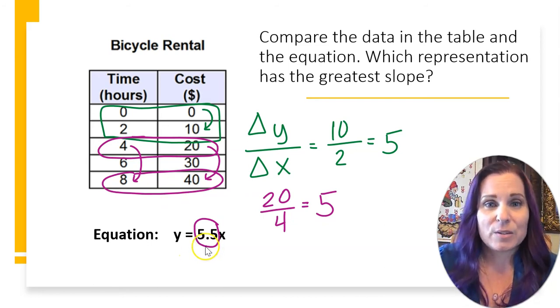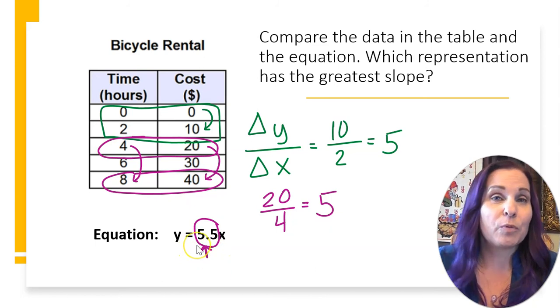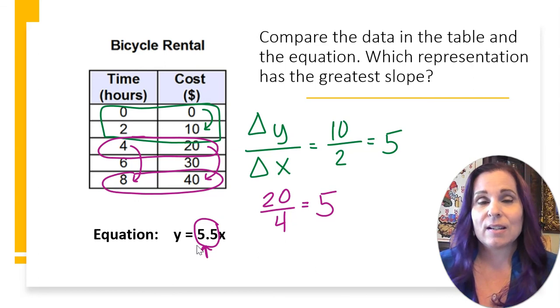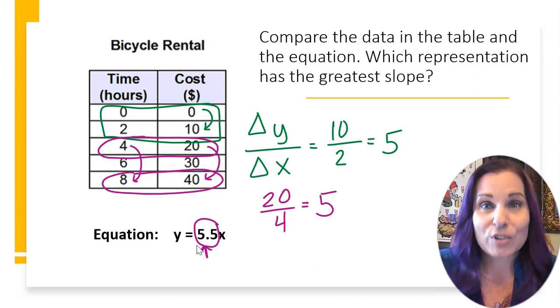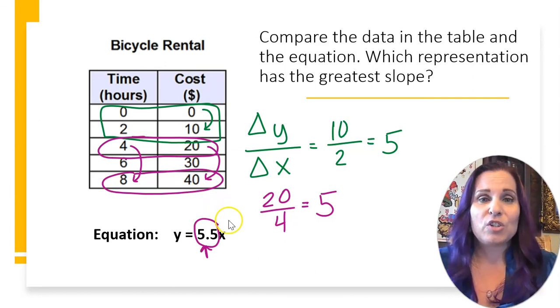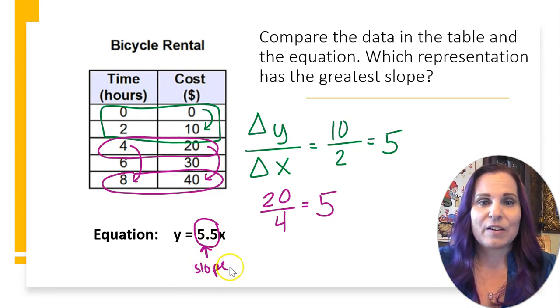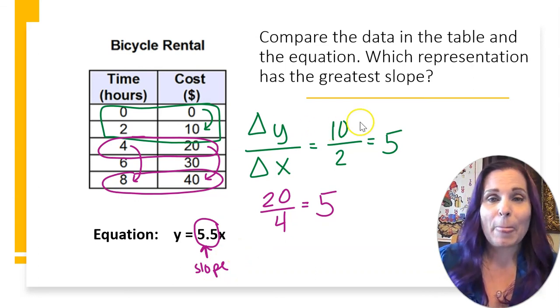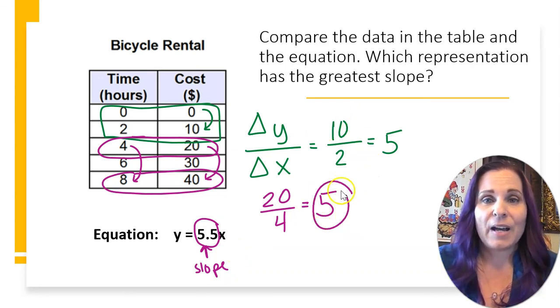So this value, which before we called k, right? In this equation, it's also slope. So this equation has a slope, and I'm just going to write slope instead of the variable for it. So slope is 5.5 in the equation. Slope is 5 in the table. So the equation has the larger slope.